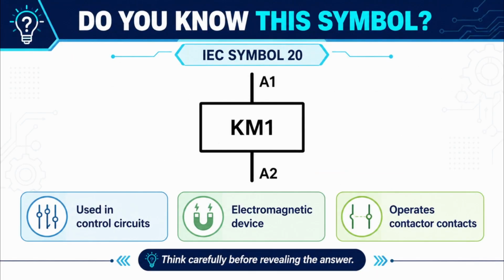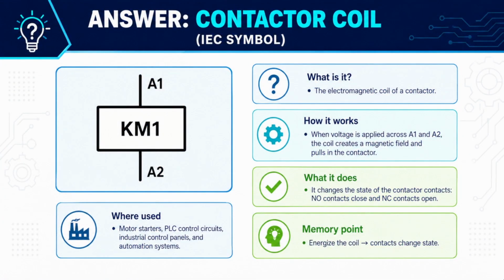Look carefully at this symbol. It is used in control circuits, it works electromagnetically, and it operates a set of contacts. Can you identify it? The answer is a contactor coil. The coil terminals are normally marked A1 and A2. When control voltage is applied across these terminals, the coil creates a magnetic field and pulls in the contactor mechanism. As a result, the normally open contacts close and the normally closed contacts open.